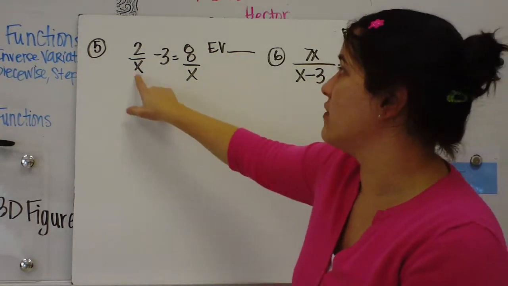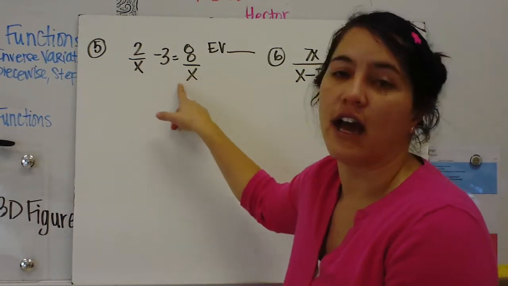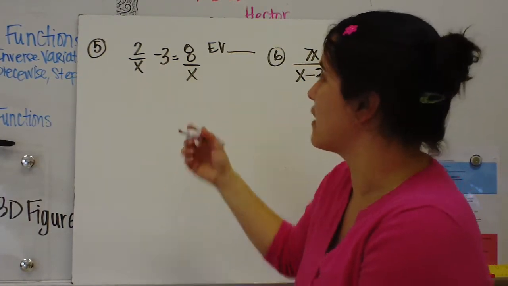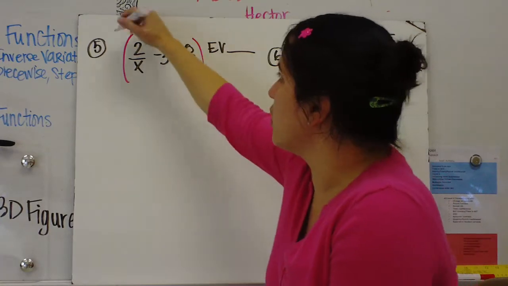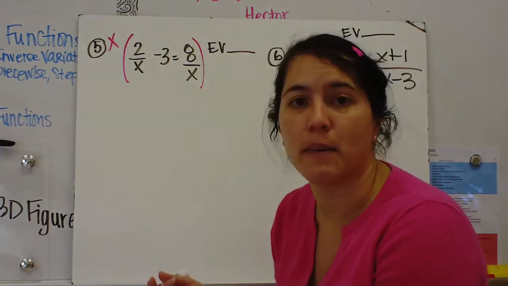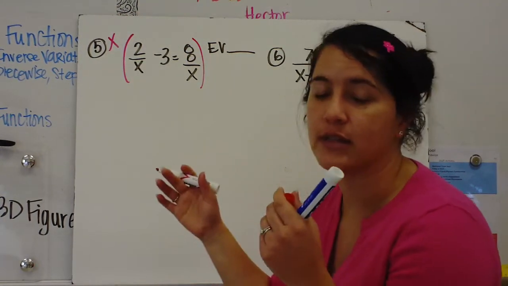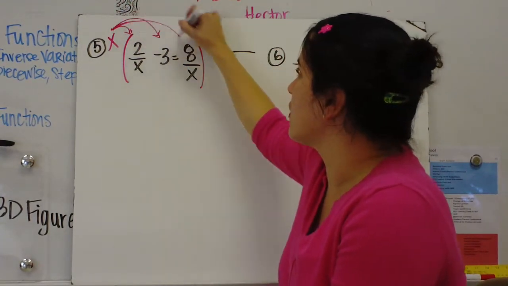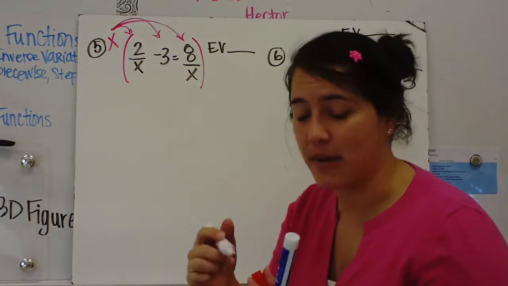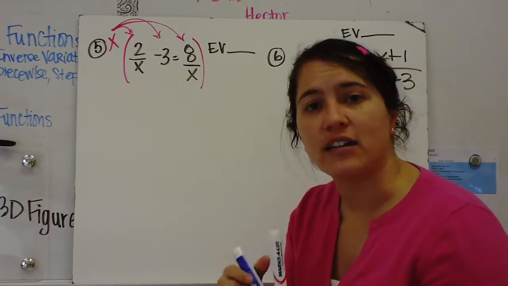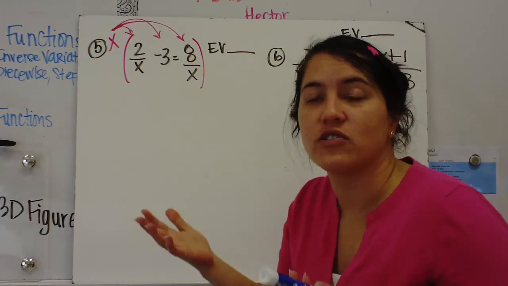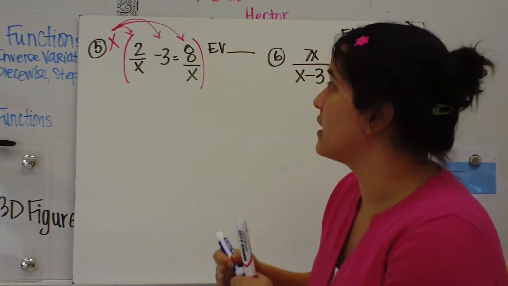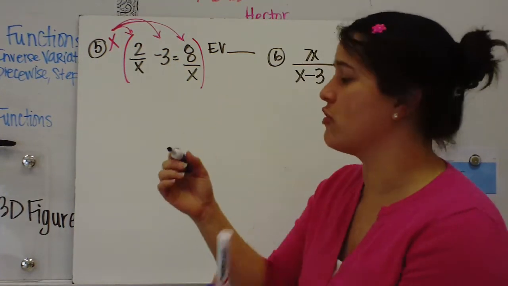In number 5, I have 2 fractions, and it's nice because my denominator is the same. So in this one, my least common denominator is x, which means I'm going to multiply every term by x. So I'm going to put big parentheses around it, and I'm going to multiply each term by the least common denominator. When you do that, it cancels the denominator by way of the division property. I'm just going to show you a quick example.